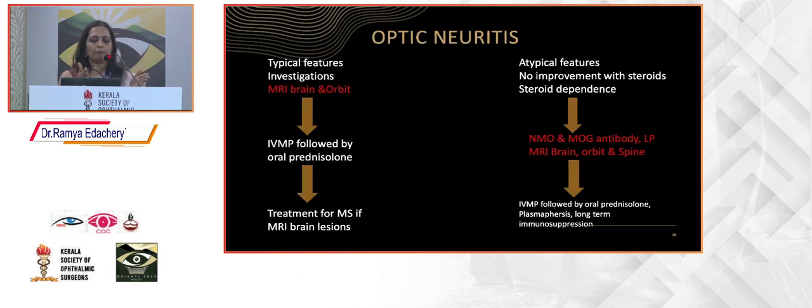If you have a typical patient, send for MRI brain and orbit with fat suppression and gadolinium contrast, IVMP and oral prednisolone, and treat for MS depending upon the MRI brain lesions. If you have atypical lesions, send NMO, MOG antibody, LP, brain, orbit and spine, and give IVMP followed by oral prednisolone, plasmapheresis, long-term immunosuppression.